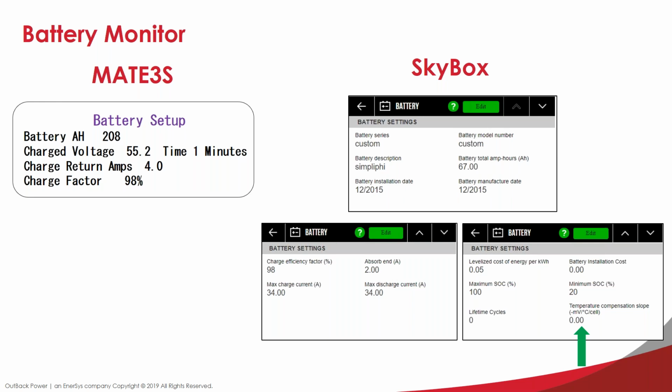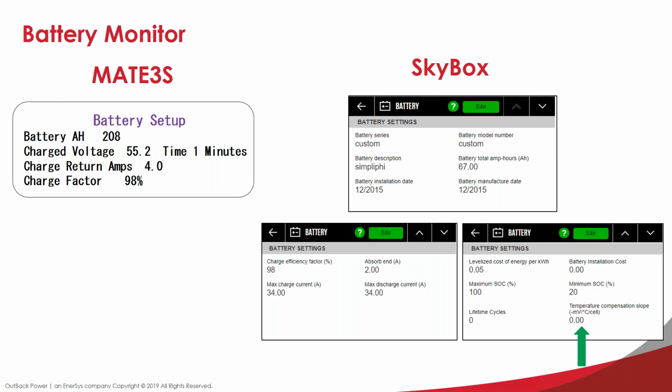And on the Skybox side, as I said, there's a couple different screens because they are in different spots. So under the battery tile, one thing that's very important for Skybox, because many of our functions are based on state of charge, is to enter an accurate amp hour amount. So 67 is what I have here, because that's what I have connected. I have one older model of a Simplify connected to my Skybox right now. So it's 67 amp hours. And it's very important, again, to have that number be correct, because as I said, most of our functions are based on state of charge, most of the battery functions.